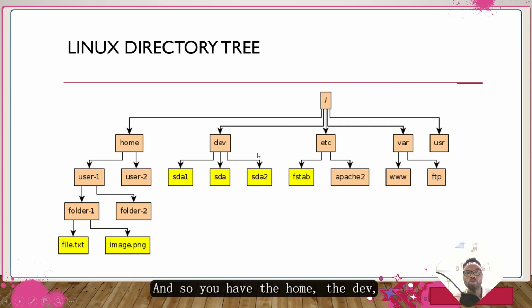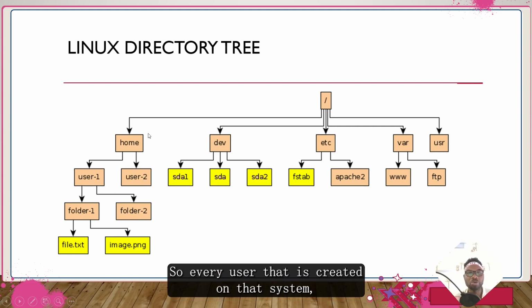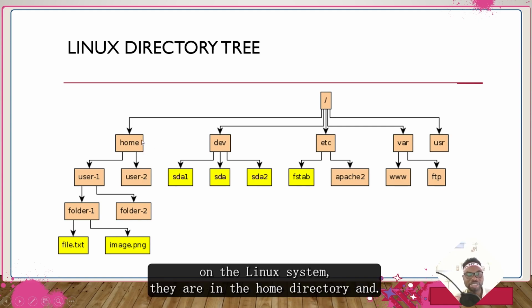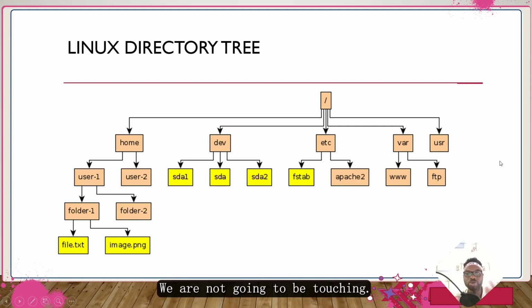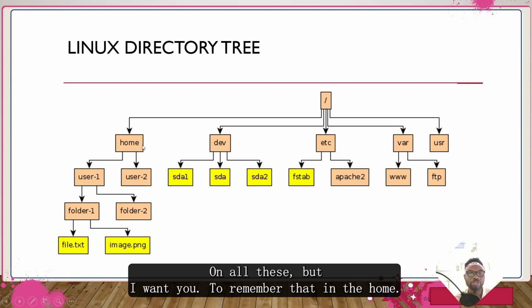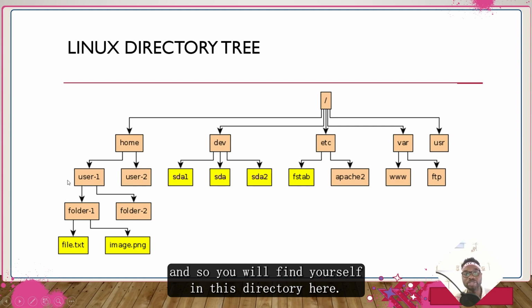And so you have the home, the dev, the etc, the var, the usr. You can see inside the home you have users. So every user that is created on that system, on the Linux system, they are in the home directory. And then you have the dev, and then you have the etc. We are not going to be touching on all these, but I want you to remember that in the home directory, this is where you have your users. And so you will find yourself in this directory here.